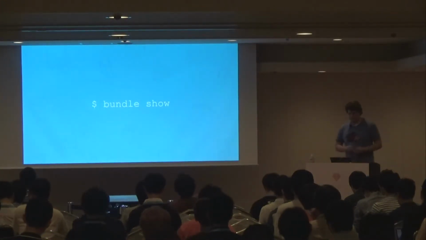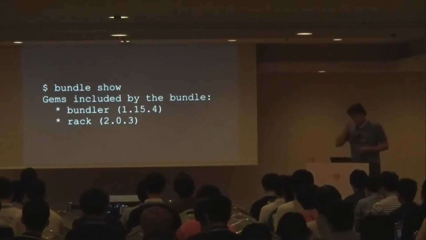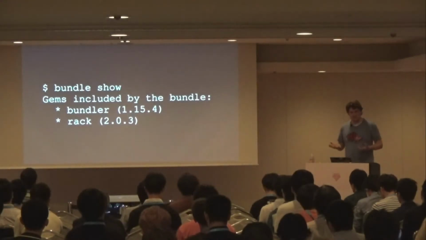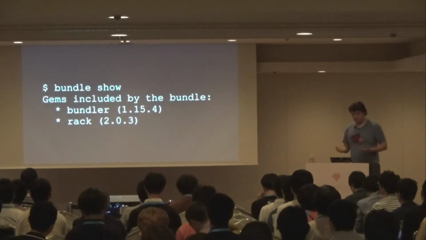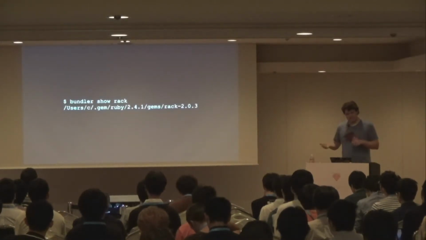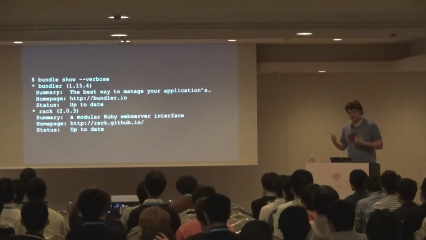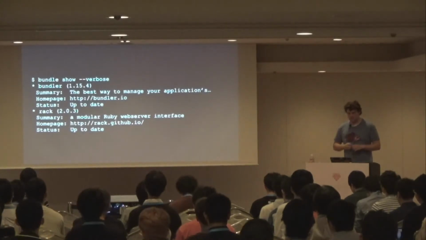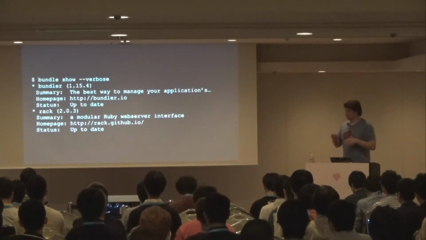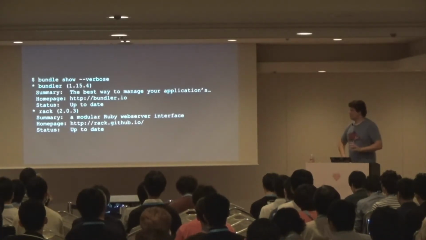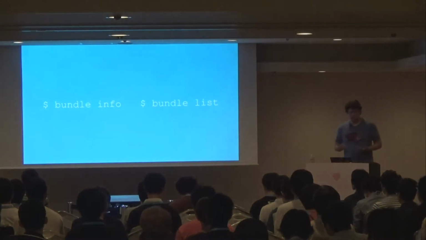So bundle show is a really confusing command which does three things currently in Bundler 1. For example, using bundle show without any arguments will list all the gems in your Gemfile with their version. And then if you give it a gem name, it will print the path. And then if you specify --verbose without any arguments, it will list all the gems again with more information. This is really super confusing to a lot of people, so we're going to be dropping bundle show, and we're going to be replacing it with bundle info and bundle list.